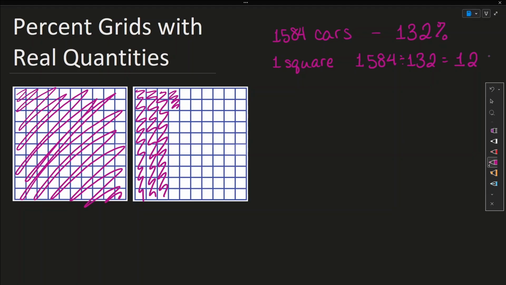Now, what is the value of 100 small squares, or 100%? Well, there would be 100 squares, and each of those represents 12. So 1,200 cars. So the 100% is 1,200 cars. That means the dealer sold 1,200 cars the previous year.